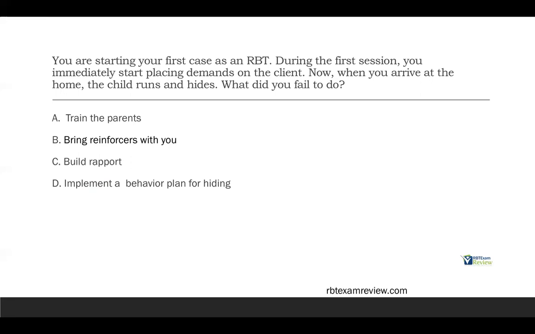So first 1 or 2 sessions, focus on building rapport, building a relationship, making yourself a reinforcer. So when they see you, they're excited or they want to be around you. Okay. The best thing you can do is make yourself a reinforcer, right? Remember, make yourself a conditioned reinforcer. Pair yourself with other good things. Okay. So you act as a reinforcer. So what did you fail to do? You failed to build rapport.